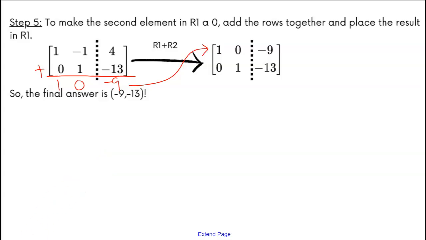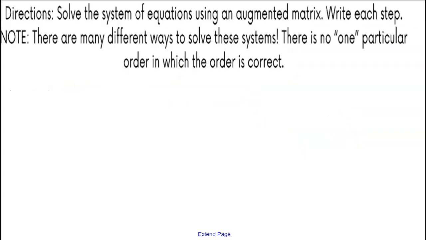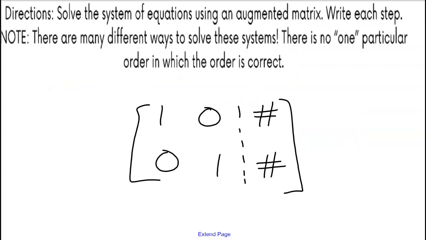All right, let's see what else we got here. Remember, you have to have a 1 and a 0, and a 0 and a 1, and then whatever number is here is your answer.